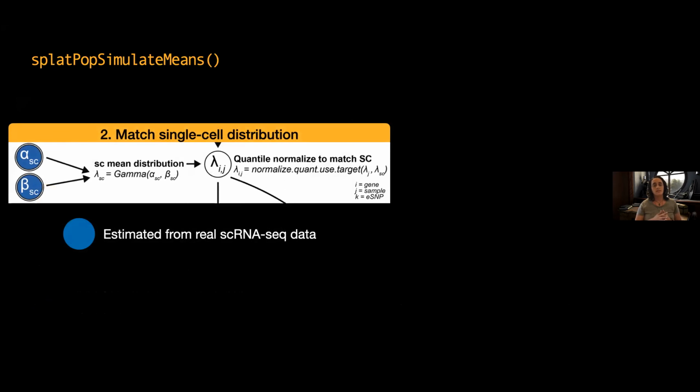So the second step is that after we have these means sampled, what we want to make sure is that they look like what we would expect from single cell data. And we do that with quantile normalization, where the sampled means from each individual are quantile normalized to fit the distribution of real single cell data.